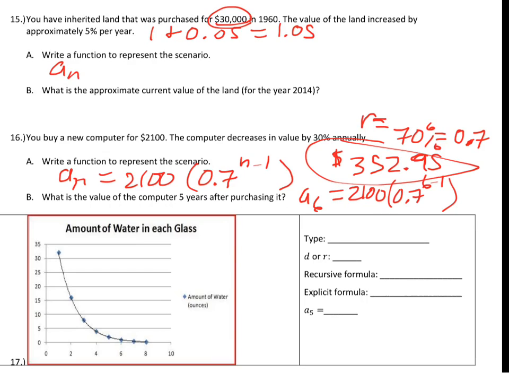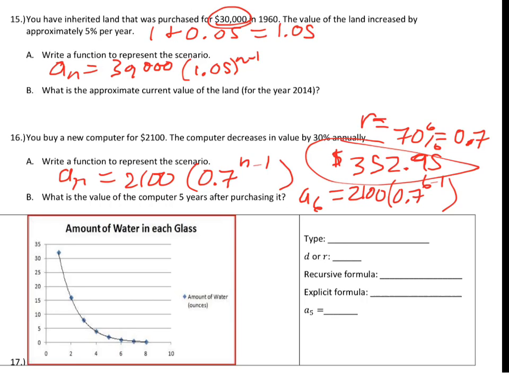So I'm going to write the explicit one. Your initial value is 30,000. And then you're timesing by 1.05, and it's being raised to the n minus 1 power. Because when you're doing percent growth, percent decay, it's a geometric sequence. You have to times by the percentage number.